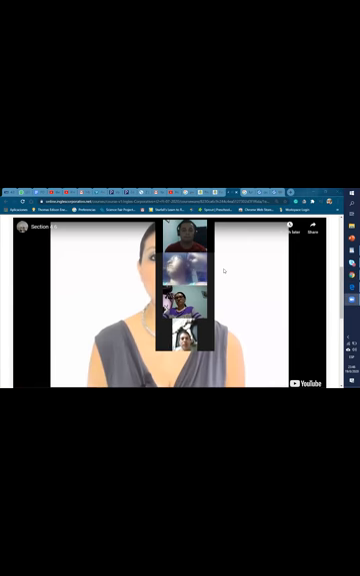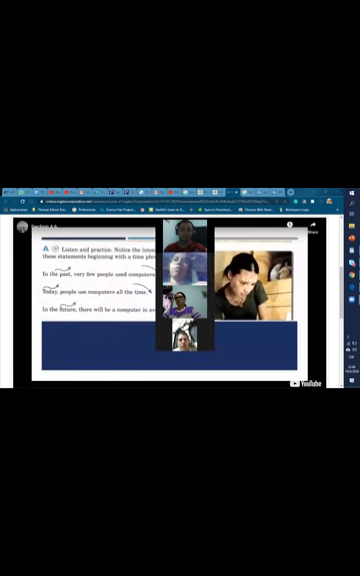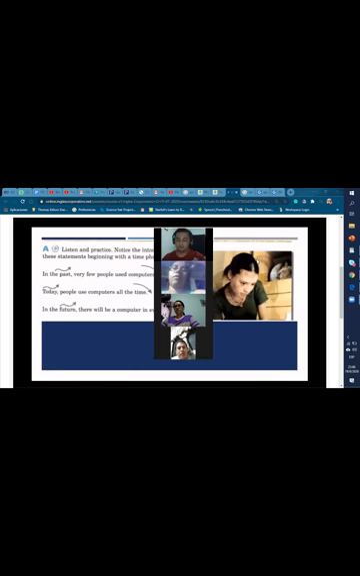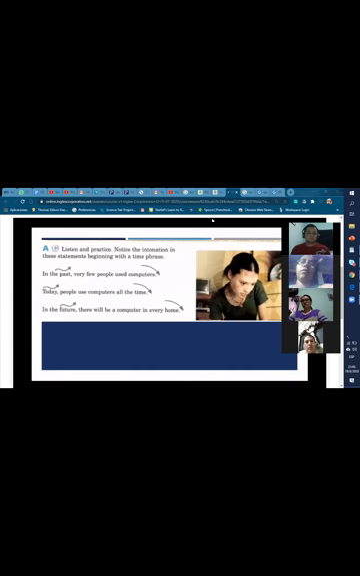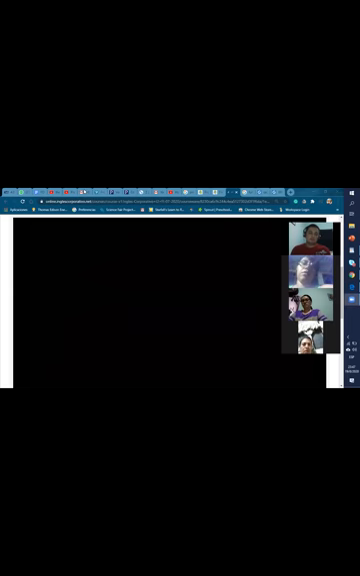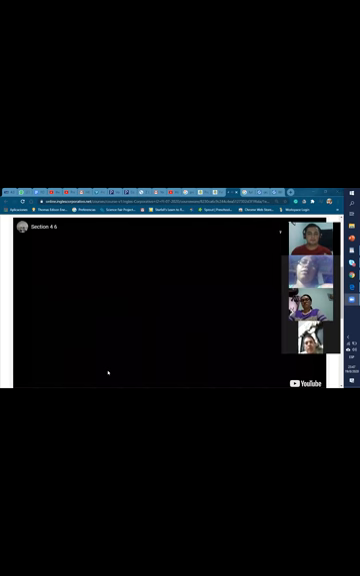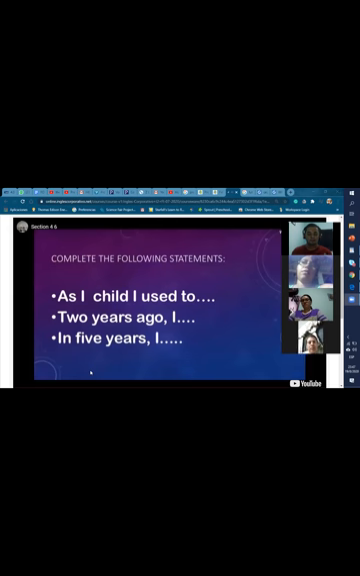Ready to work on pronunciation? Notice the intonation in these statements beginning with a time phrase. Pronunciation. Intonation in statements with time phrases. Part A. Listen and practice. In the past, very few people used computers. Today, people use computers all the time. In the future, there will be a computer in every home. Can you now complete these statements with your own information? Read the statements to your teacher. As a child, I used to. Two years ago, I. In five years, I.